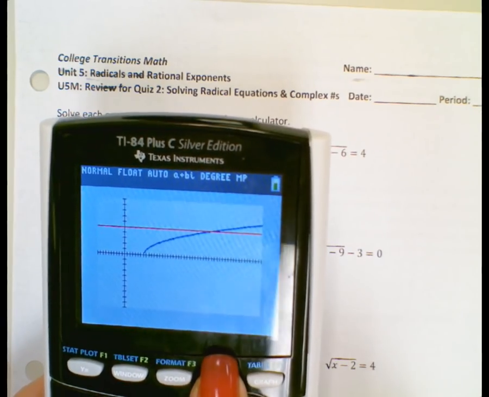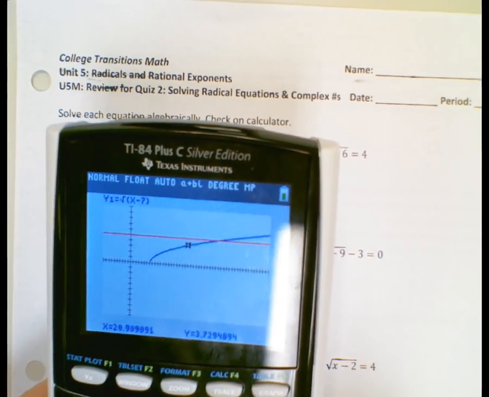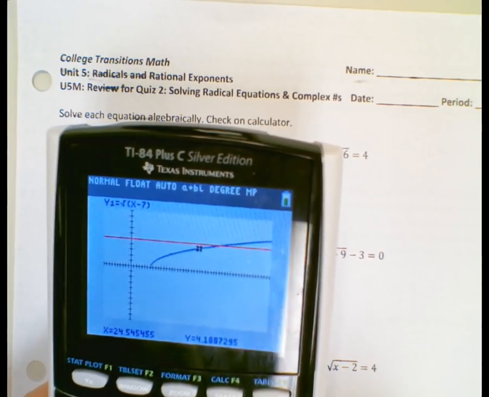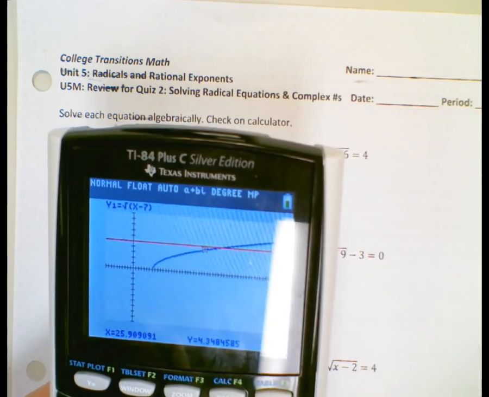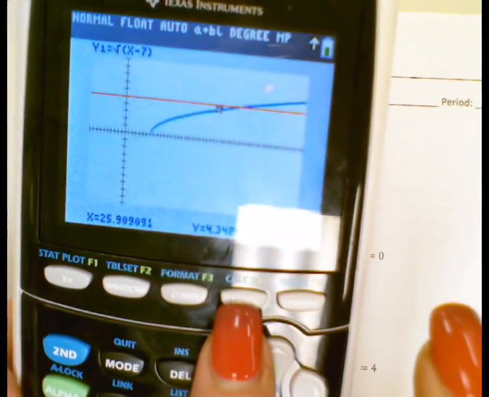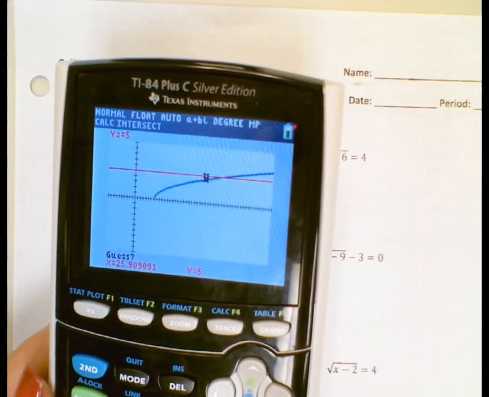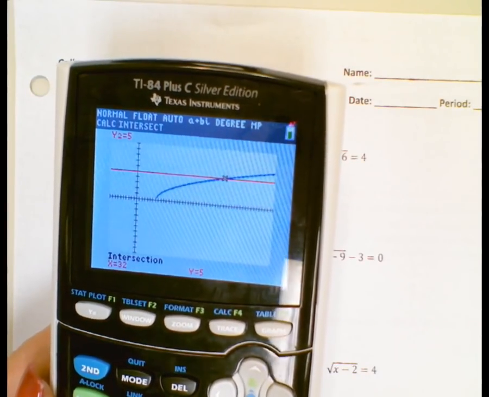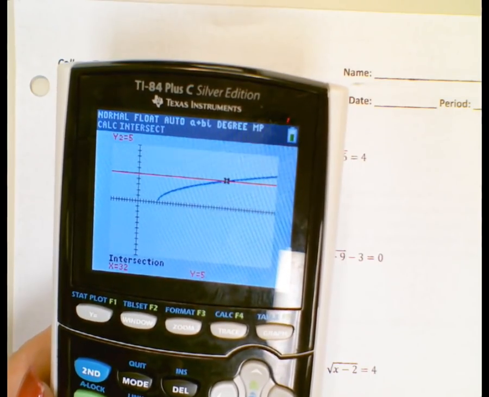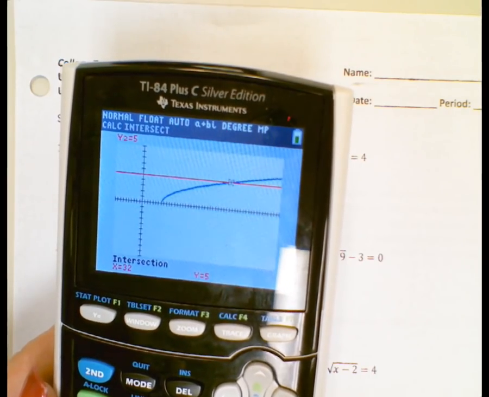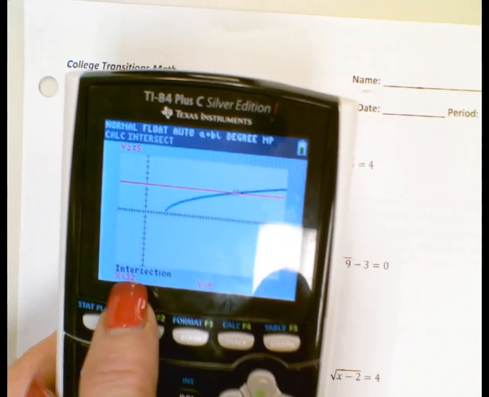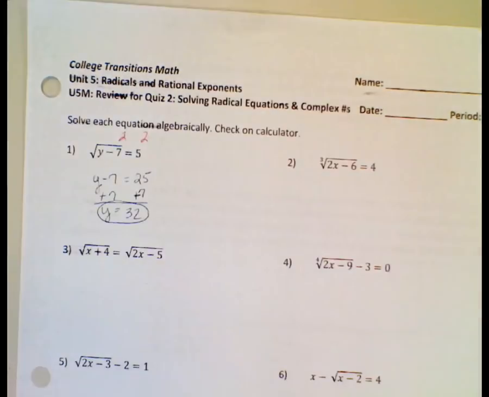So if you press trace, you want to get the spider. I always call this a spider. Just get it close to the intersection. It doesn't have to be right on it. Just needs to be close. That's close enough to me. And then press second, trace, number 5. And then you have to press enter 3 times. 1, 2, 3. It says x equals 32. That's your answer. I know it says y because that's the variable we use, but it's x equals 32. Whatever is in this left-hand corner is your answer. And that's how you do it on the calculator.